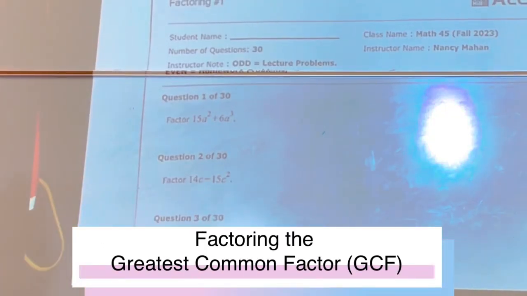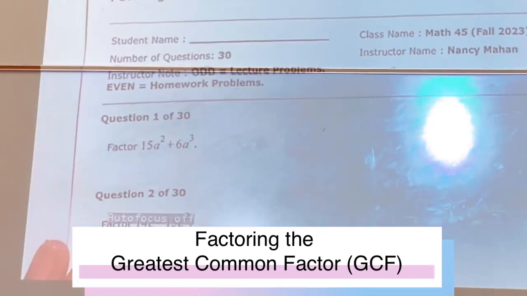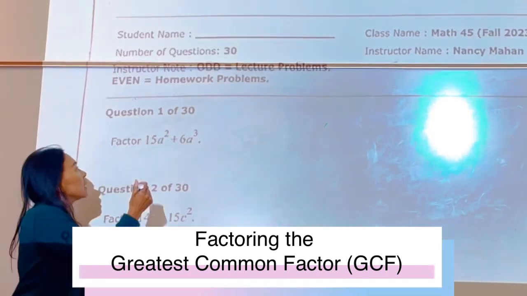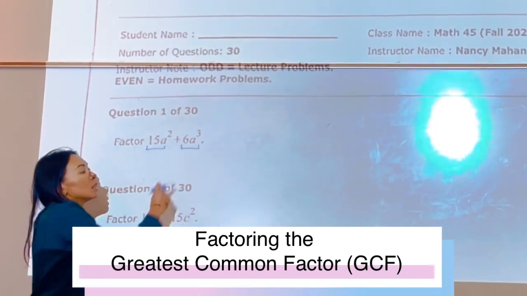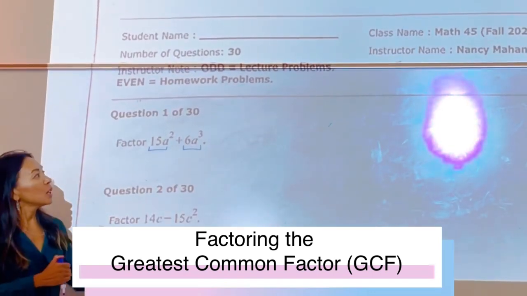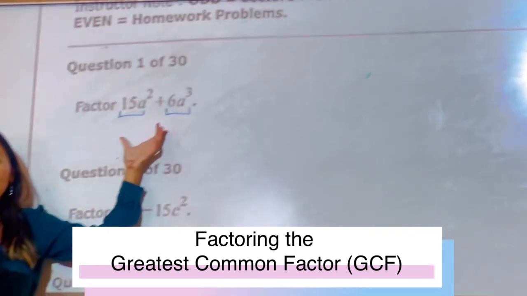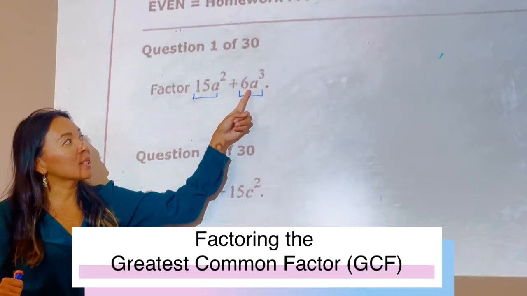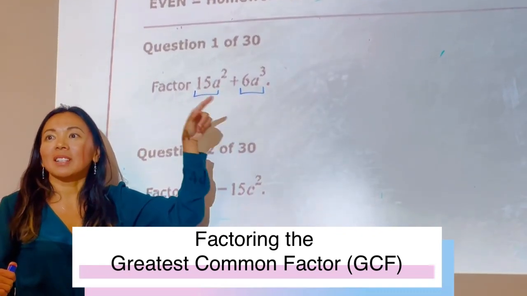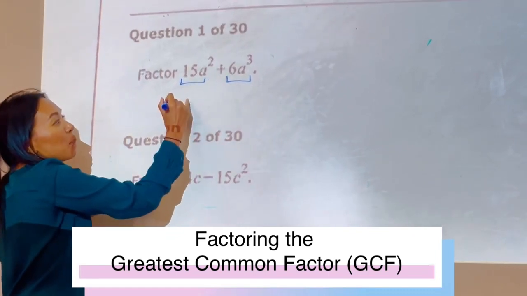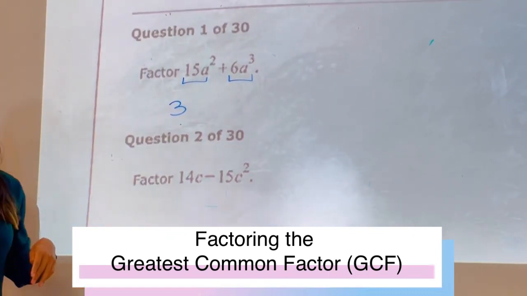So the first problem here says factor out 15a squared plus 6a cubed. So what we do is we're going to look at these 2 terms, and we're going to ask ourselves, what do they both have in common that they're divisible by? What does 15 and 6 have in common that it's divisible by? 3. So I see the number 3. So 3 is a number that they both have in common.